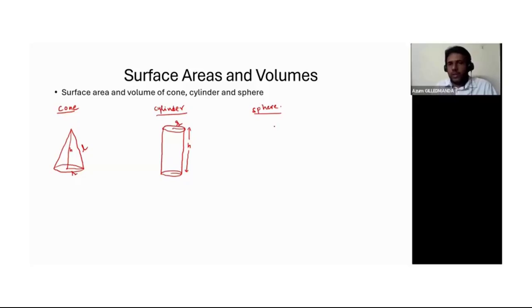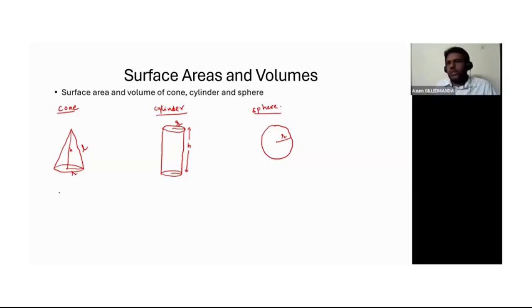Now, what is a sphere? Like our ball, which is in a circular shape, but it's a total solid, right? So this is a sphere. I cannot represent the 3D shape of the sphere here, but you know a sphere, right? It is like a cricket ball or a tennis ball. So this is R. So now we have three shapes here: cone, cylinder, and sphere.